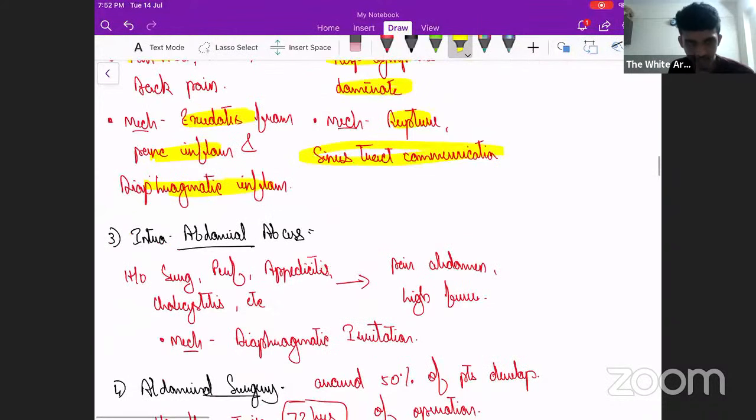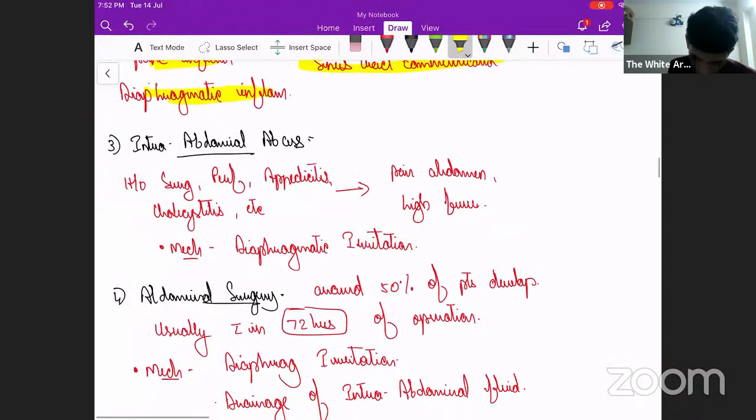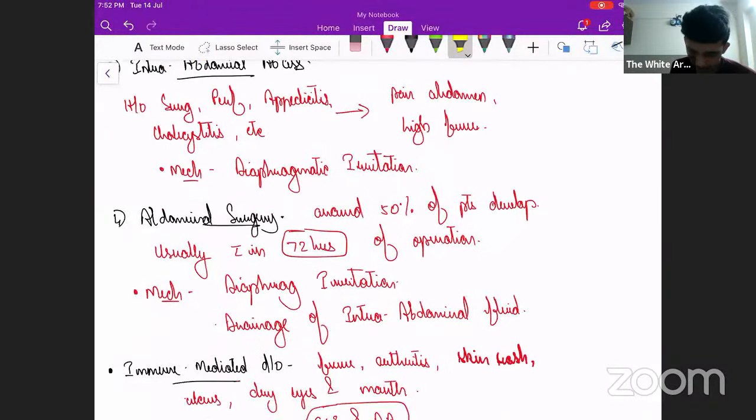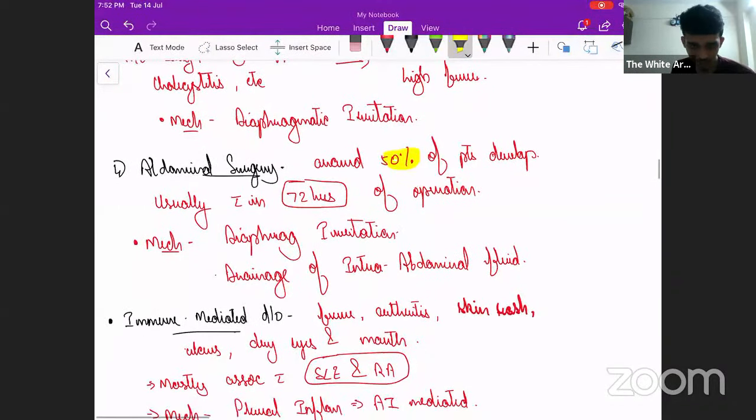Next, intra-abdominal abscess. There will again be a history of prior surgery, perforation, appendicitis, cholecystitis. All these things will lead to foci of infection. So pain in that particular quadrant will be there, and high fever will be there. This we can diagnose. What is the mechanism? Again, diaphragmatic irritation. Next is abdominal surgery. Around 50% of the patients following abdominal surgery develop effusion, secondary to diaphragmatic irritation only.